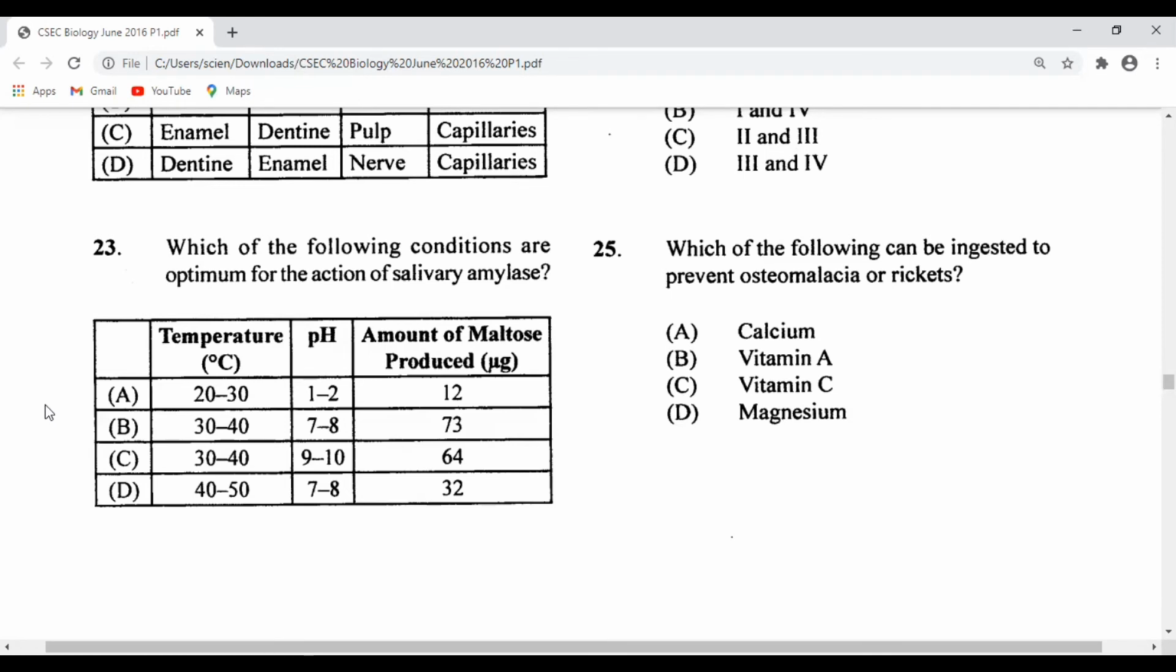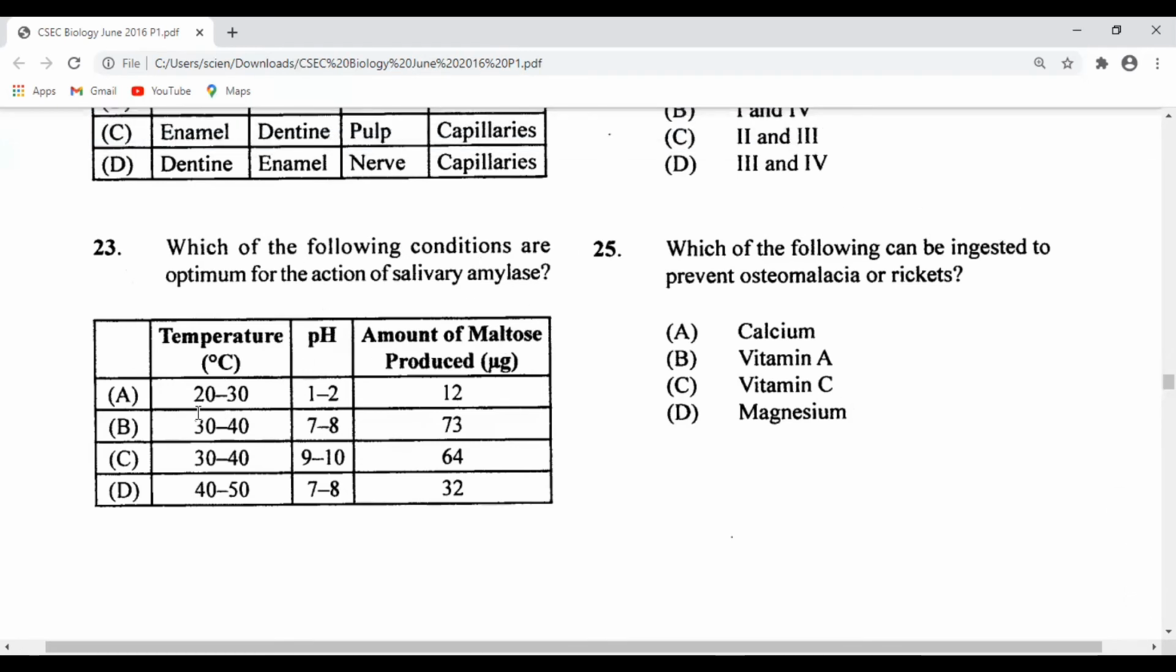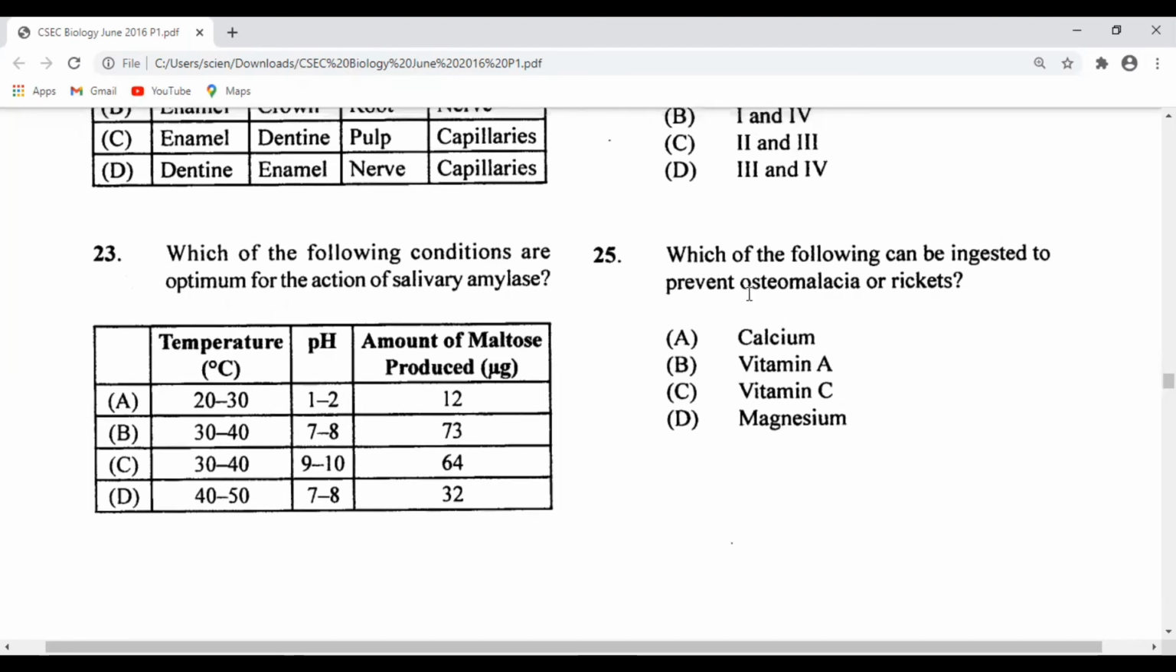So now, salivary amylase will work best at body temperature basically. So definitely between 30 to 40, all right? So the pH would not be too acidic, nor would it be too basic or alkaline. So it would be B, and then the amount of maltose produced would be 73. So 23 is B.